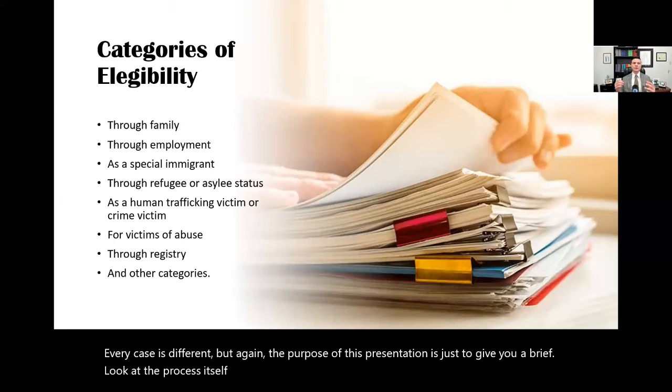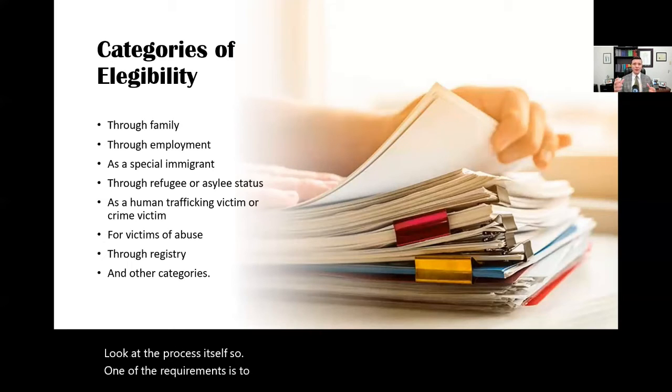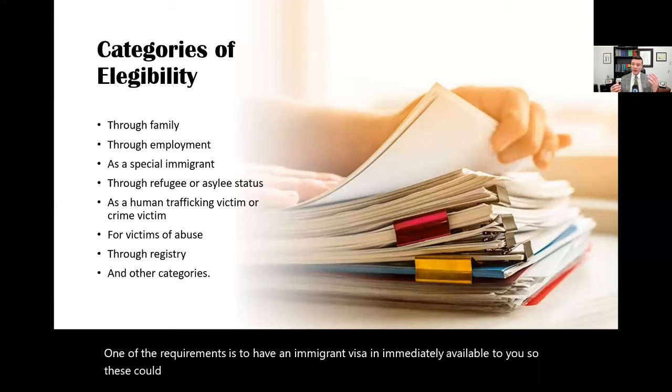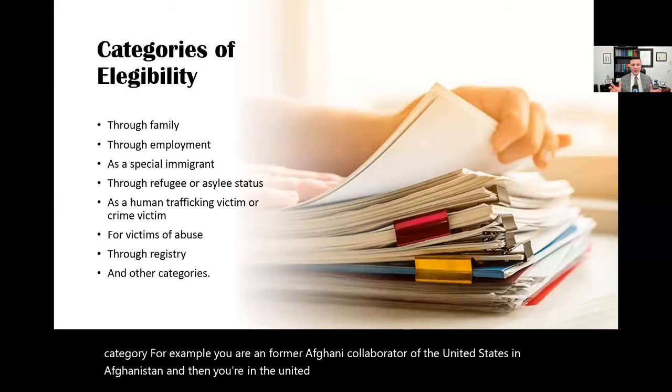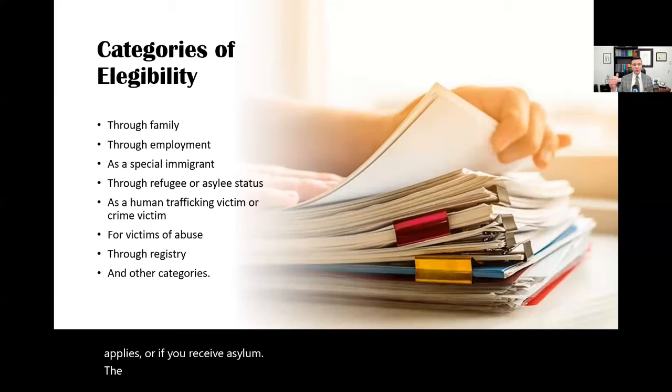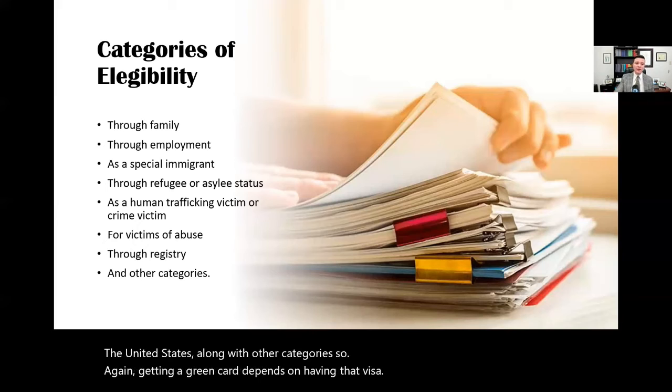So, one of the requirements is to have an immigrant visa immediately available to you. These could be petitions filed by a family member, by an employer, or perhaps you're in a special category. For example, you are a former Afghani collaborator of the United States in Afghanistan, and then you're in the United States. There's a special category for you that applies. Or if you receive asylum in the United States, along with other categories. Again, getting a green card depends on having that visa immediately available to you.